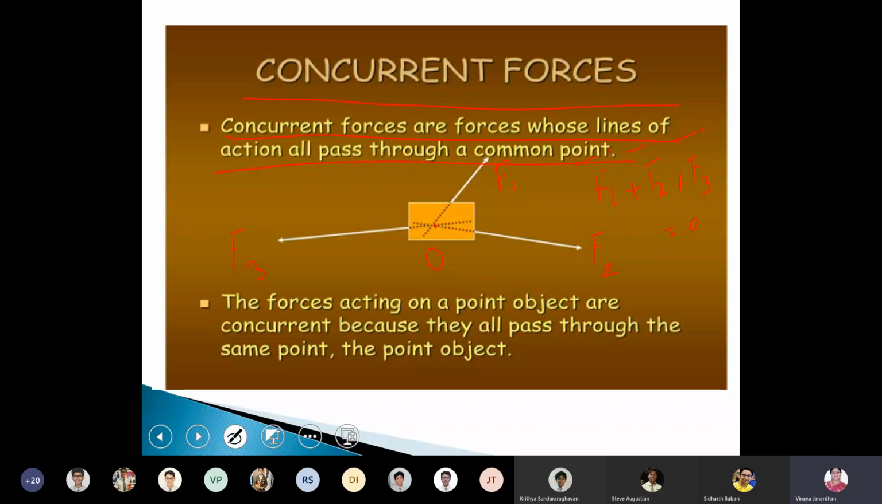Now, what happens when concurrent forces are acting on a body which was initially at rest? Whether the concurrent forces are going to change the state of the body, from rest to motion or from motion to rest. We'll see what will happen when concurrent forces act on a body. Shall I go to the next slide, boys?